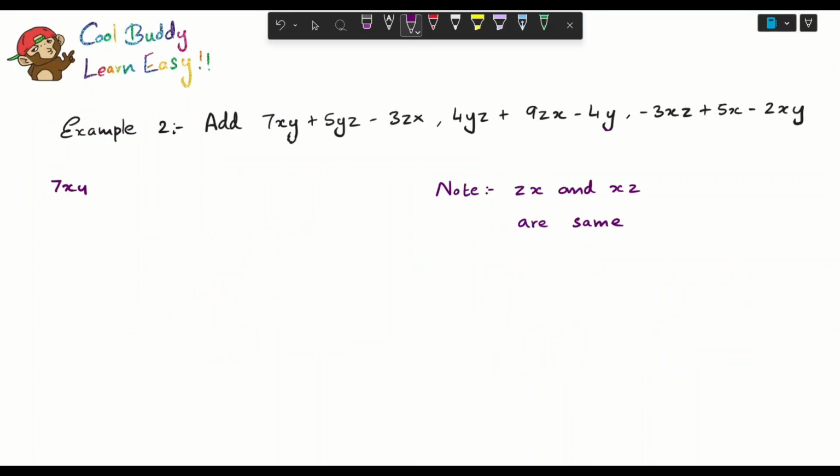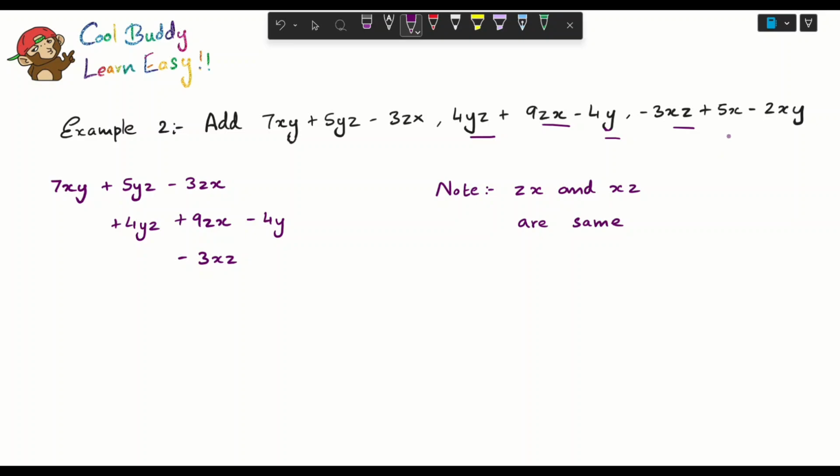Now let's try to add 3 expressions. We have to write the first expression as it is: 7xy plus 5yz minus 3zx. Next, in the second expression, we have to look for the yz term in the first expression and write below it 4yz. Next, the zx term below the first expression, 9zx. Then we have to look for the y term. It's not there, so we have to write at the end minus 4y. Then we have to look for the xz term. Here zx and xz are the same, so we'll write minus 3xz.